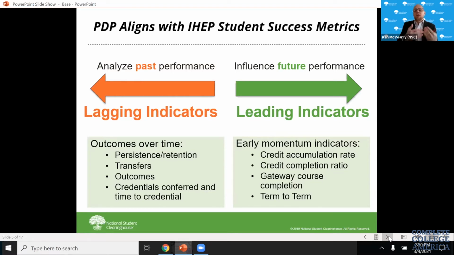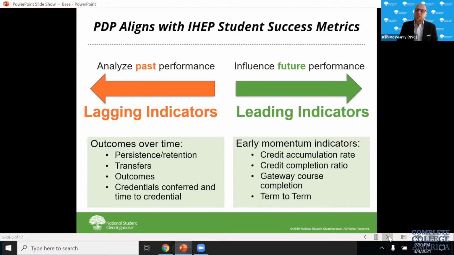And one of the things that I mentioned about IHEP is that the PDP really aligns with those student success metrics, right? Some people have talked about the more traditional lagging indicators, right? Persistence, outcomes over time, transfer-out information. And those are still very important, and we want to honor that.